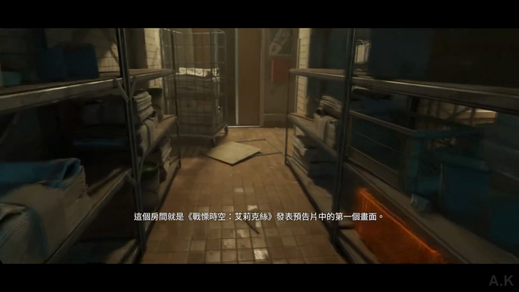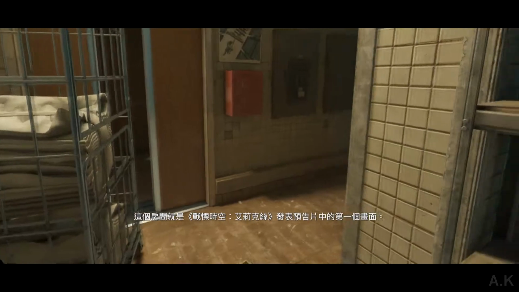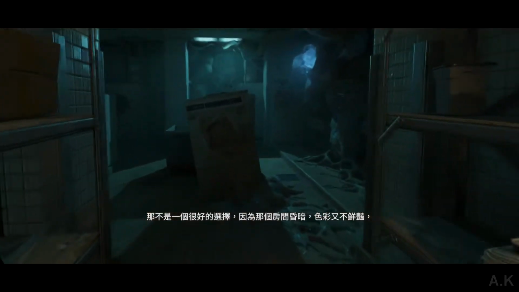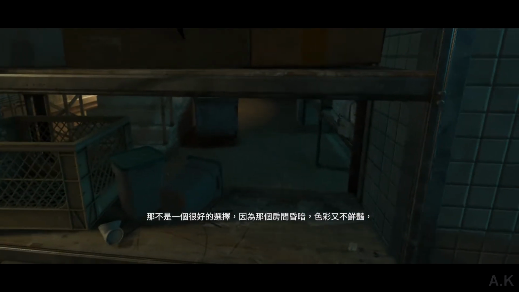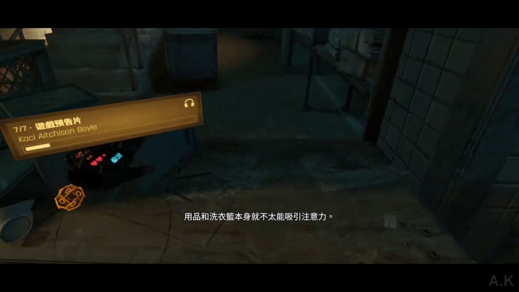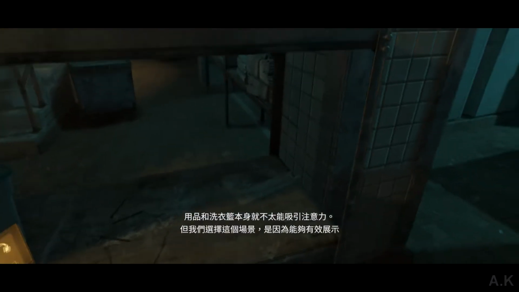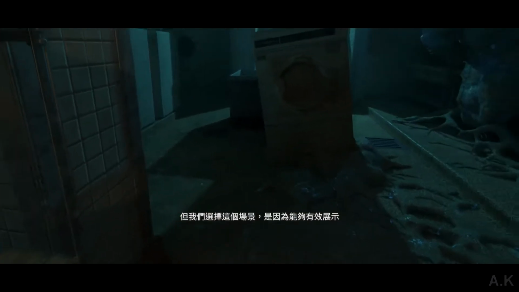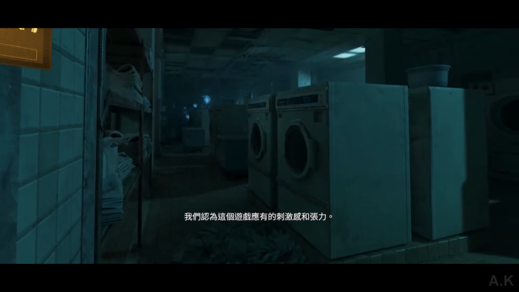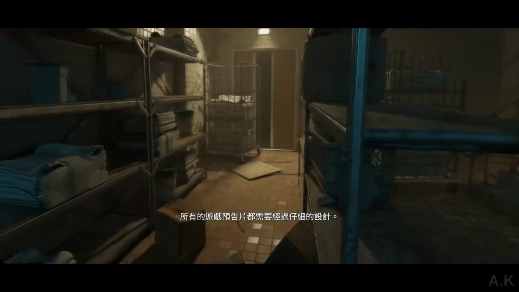This is the room featured in the very first shot of the Half-Life Alyx announcement trailer. It's not an obvious choice for that use. The room is dark, not particularly colorful, and it's a pretty pedestrian corridor. Cleaning supplies and laundry baskets are not in themselves attention grabbers. But we chose this scenario because it very effectively demonstrates the excitement and tension that we thought was typical of the game.